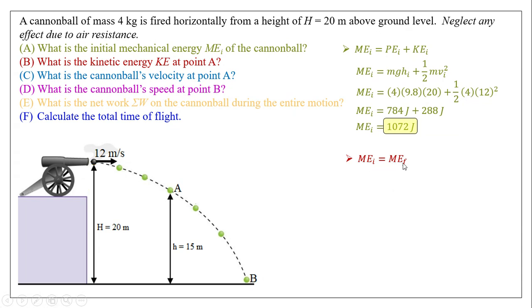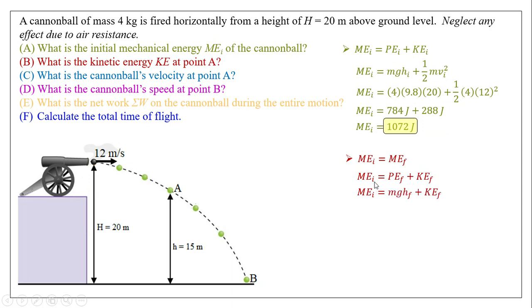I'm going to set up ME_i equals ME_f, ME_f being at point A, ME_i being from the very beginning of the problem. Here, I'm going to leave ME_i the same on the left side because I already know the answer, which is 1,072. ME_f on the right side, I'm going to break it down into PE_f plus KE_f. Well, part B is asking for KE anyway, so I need to break ME_f into its two components, which is PE plus KE.